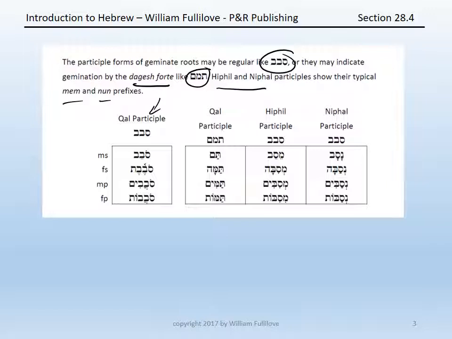Savav, the regular form: sovev, sovevet, sovavim, sovavot. Tamam, the qal form showing gemination: tam, tamah, tamim, and tamot. Know that these last three forms have the dagesh to show you the geminate letter. The hifil: mesev, mesibah, mesibim, mesibot. And the nifal: nasav, nesabah, nesabim, nesabot.